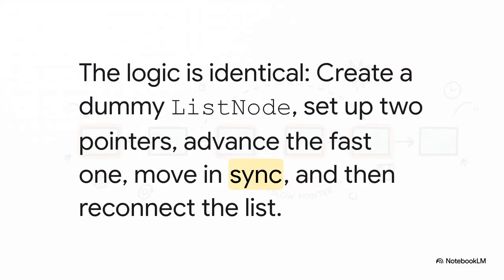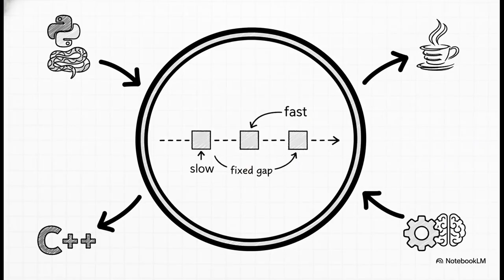Now, hopping over to the Java version, yeah, the syntax is a little different. We have to be more explicit with types like ListNode. But look closer. The core algorithm is exactly the same. We create a dummy node, set up our 2 pointers, move the fast one, move them in sync, and then reconnect the list. The pattern is identical. And, you guessed it, it's the same story in C++, where we're working directly with pointers. The little details of the implementation change, but the fundamental logic is exactly the same. This really proves that the 2-pointer technique is a core problem-solving pattern, not just some trick for one specific language.